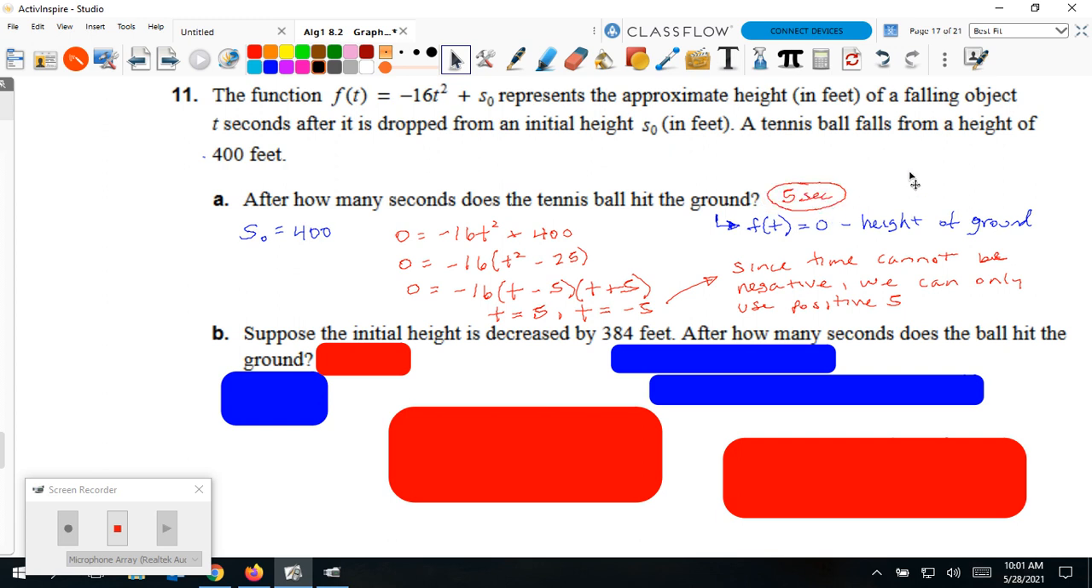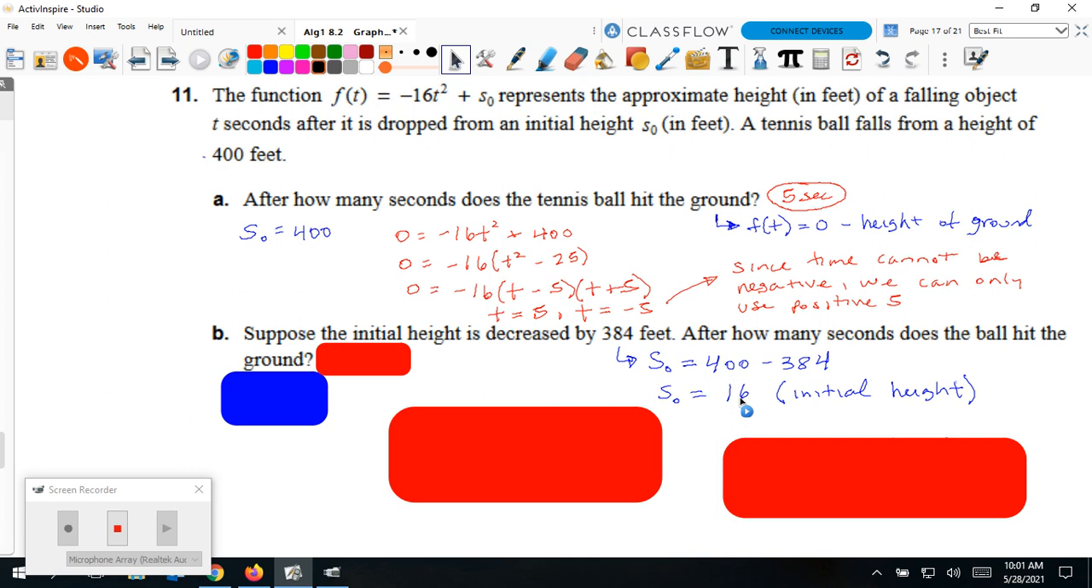It is 5 seconds. All right, letter B says, suppose the initial height is decreased by 384 feet. So we're going to decrease our initial height from 400 by 384, not to 384. We're decreasing it by that amount. So we're going to subtract. Our initial height, s of 0, is going to be 400 minus 384. So that's going to now be an initial height of 16. That's our initial height now for this one.